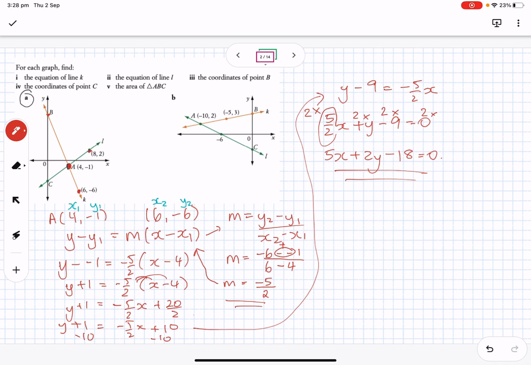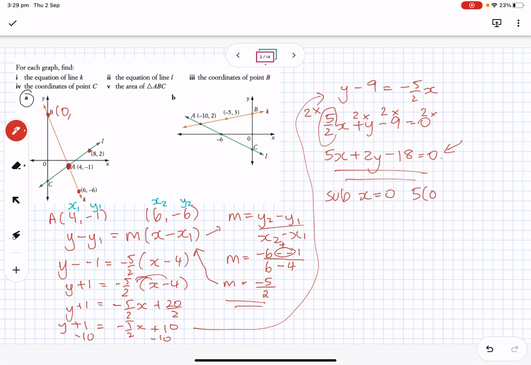Okay, so same process. Then for the coordinates of the point B. The coordinates of point B is just a y-intercept. So our x will be 0. And then we've got to substitute 0 into the equation for that line k. Okay, so substitute x equals 0.